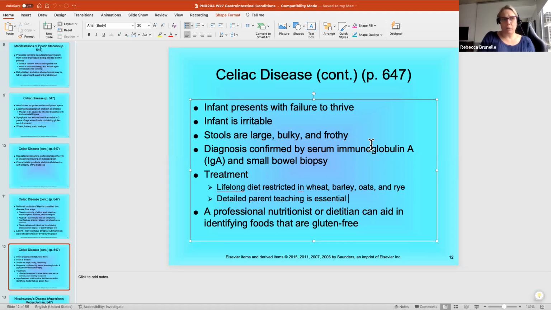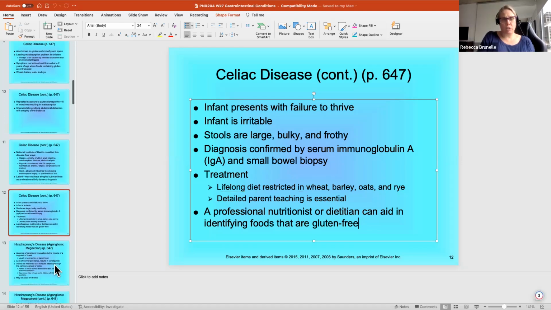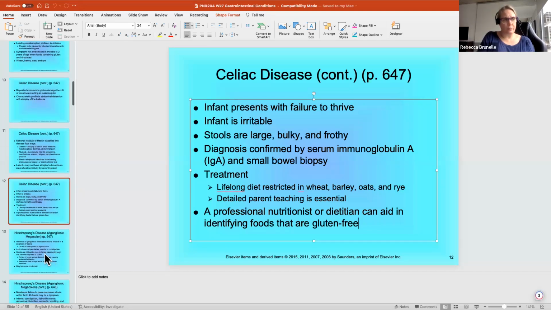So this is something that's really, really hard for parents because so much of what we eat has gluten in it. Having a gluten-free diet is actually really hard to do. So they should really be followed by a nutritionist or a dietitian. And this is one of the ones where you can have a rash all over your body. Sometimes you can't figure out why they have a rash and they end up having celiac disease. It's one of those atypical presentations of celiac disease: a rash.